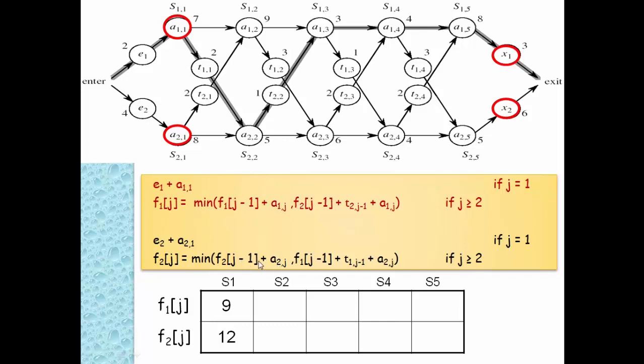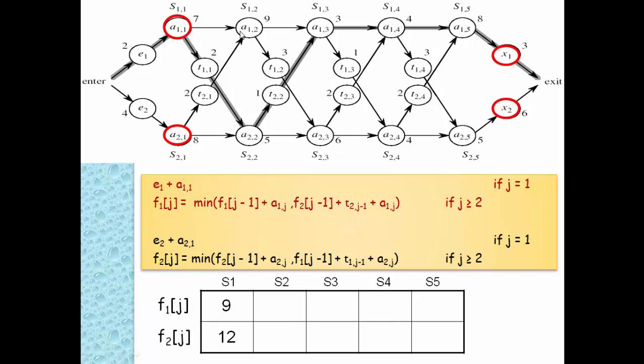Same for station number 2, we will have two options. Out of these two options we have to identify which one is minimum, and that we have to fill inside our matrix. It means that, for example, we are on station number 2 of line number 1. At that time we have two options. One option is this path, which is coming from the same line, and the second path is coming from the other line, or we can say line number 2. So we have two paths to reach station number 1 of line number 1.